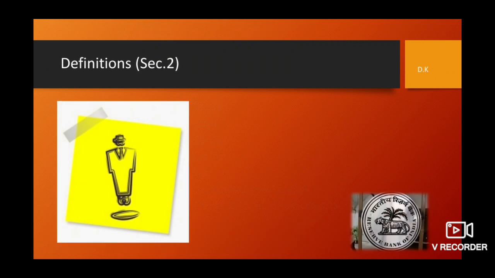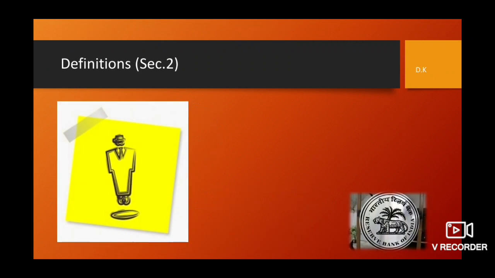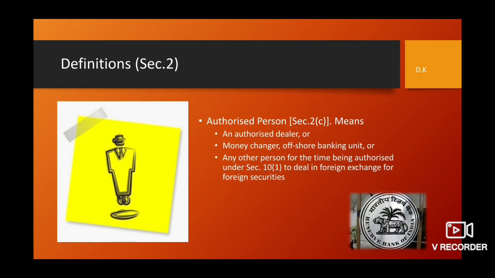Now let us see the definitions. Very interestingly, we said so many things in the features. We have seen the highlights of the Act. Now we are going to the definitions. All the definitions of this Act are covered in Section 2. That means under Section 2, subsections are given. In subsections, various terms are explained.